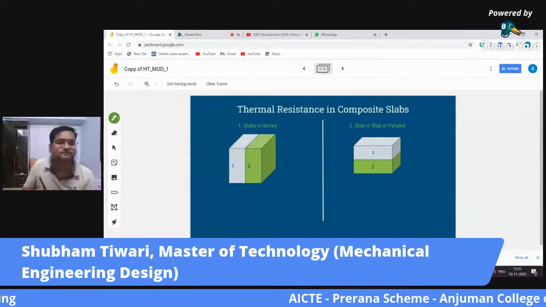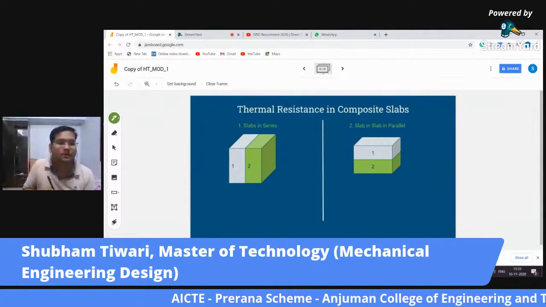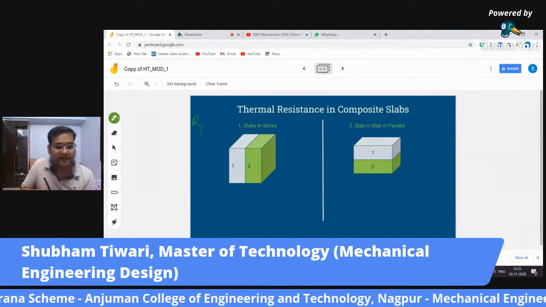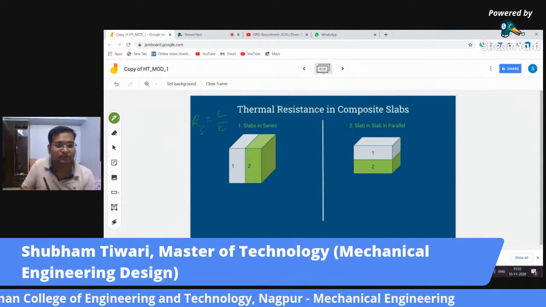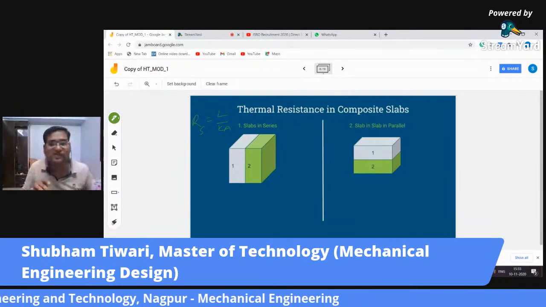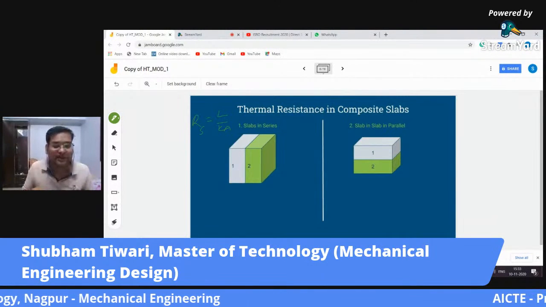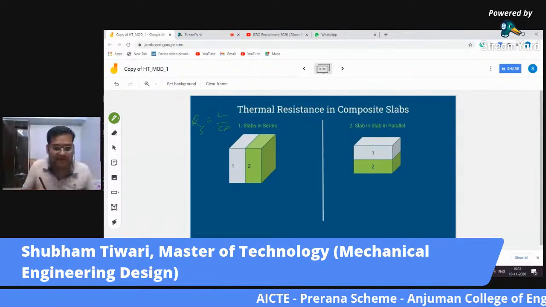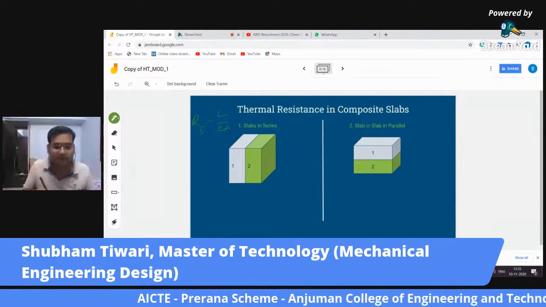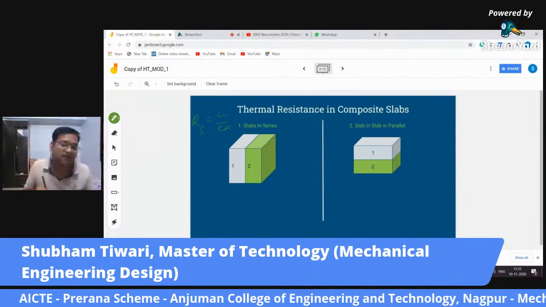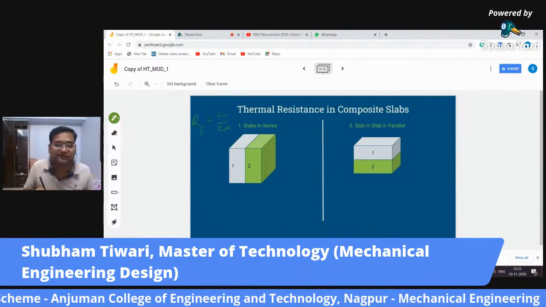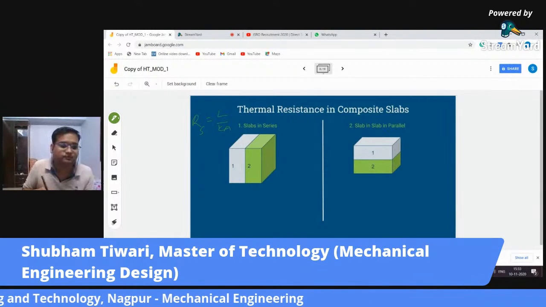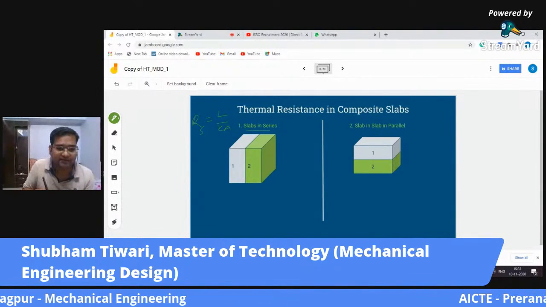Now here, we just saw that the thermal resistance of a slab is L by KA. But what happens if there is more than one wall? We know that walls can be arranged like this, or one after another, or one above another. So how can we find the equivalent thermal resistance? Let us consider this case first.